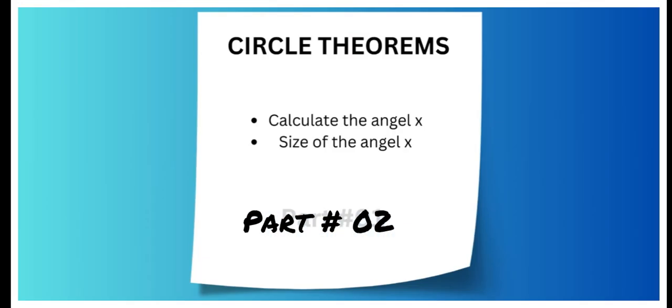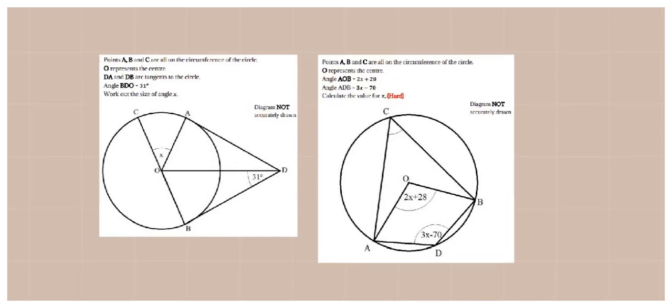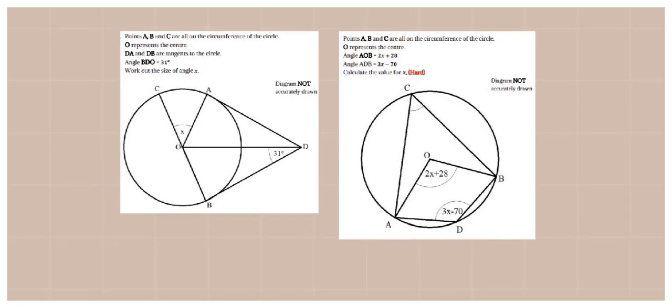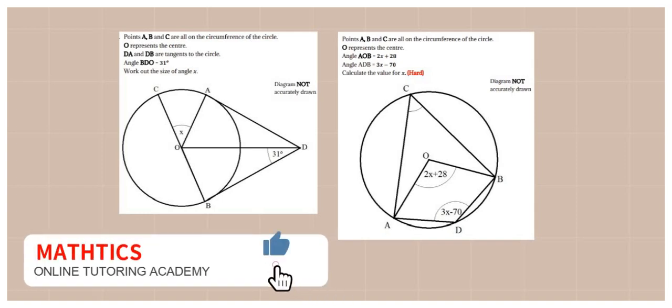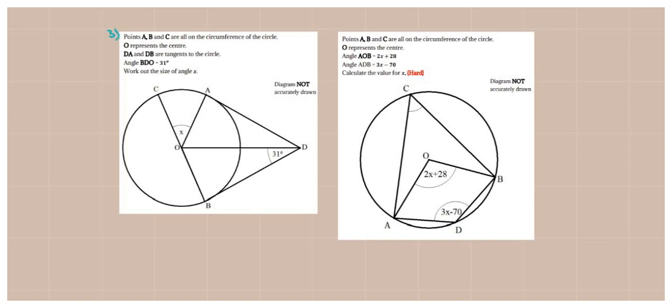Let's start our today's lecture. I have these two questions right there. After these two questions we will have more, but for now we can do these two. This is question number 3. In this question it says points A, B and C are all on the circumference of the circle. O represents the center. DA and DB are tangents to the circle. Angle BDO is 31 degrees. You can see everything in the diagram. Work out the size of the angle X.